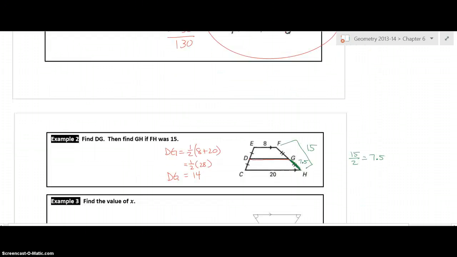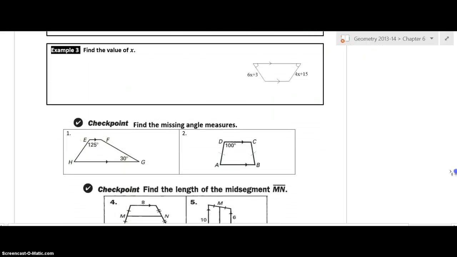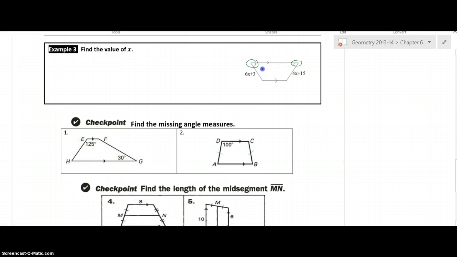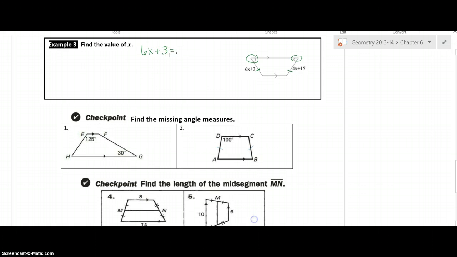Last example. Find the value of x. This is a trapezoid because we have one pair of parallel sides. And we know it's an isosceles trapezoid because the base angles are congruent. If the base angles are congruent, the legs are congruent, which means their measures are equal. So we can set those two expressions equal to each other. Solve just like you would any other equation. Subtract 4x from both sides, you get 2x. Subtract 3 from both sides, you get 12. And if you divide by 2, you get 6. So x is equal to 6.